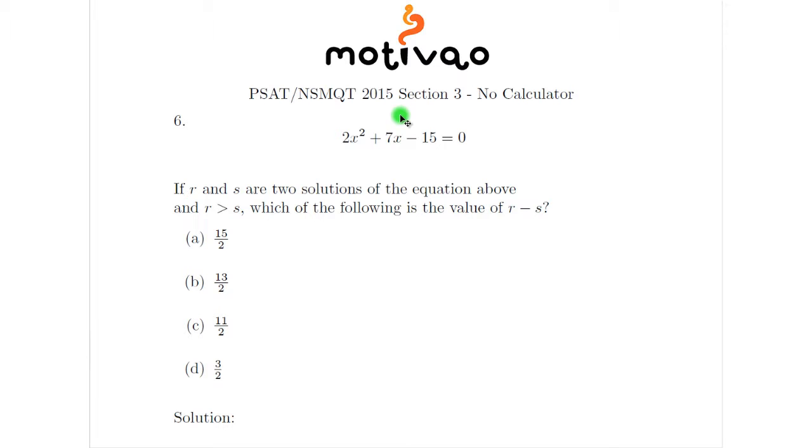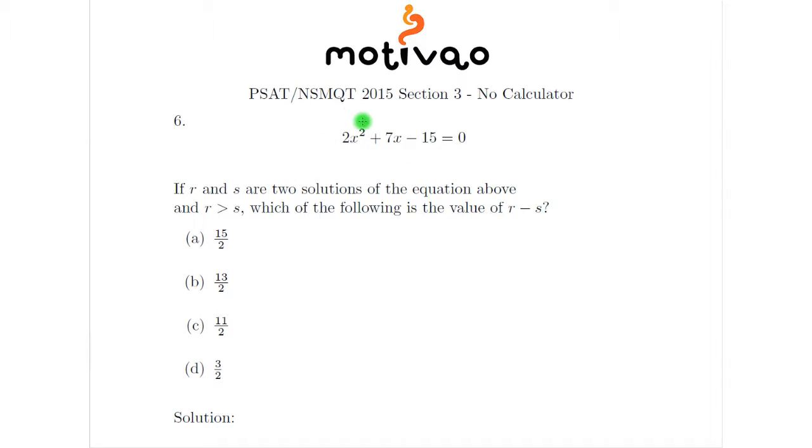Today on question number 6 of the PSAT 2015 section number 3 says, if R and S are two solutions of the equation above and R is greater than S, which of the following is the value of R minus S? So again, what does it mean that R and S are two solutions? It means two numbers that satisfy this condition, meaning that this equation is equal to 0.